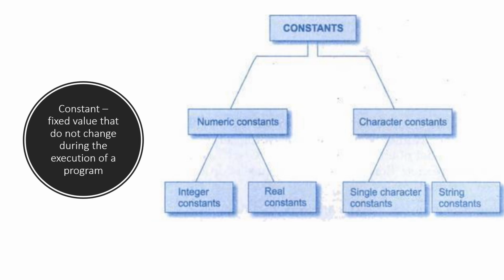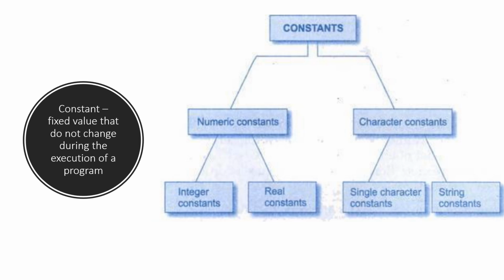So what are the benefits of using a constant? Readability: it provides meaningful names to values, making the code more understandable. Maintainability: if a constant value needs to change, it can be updated in one place, reducing the risk of errors. And then there is the safety part also: a constant prevents accidental modification of values that should remain unchanged.